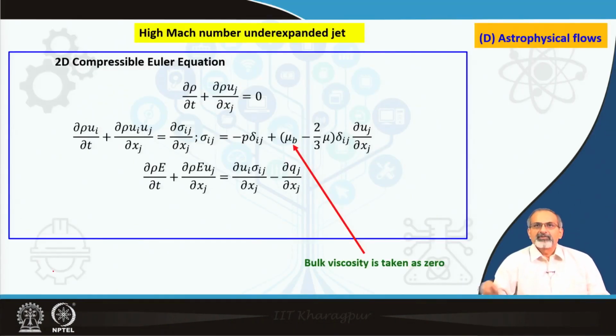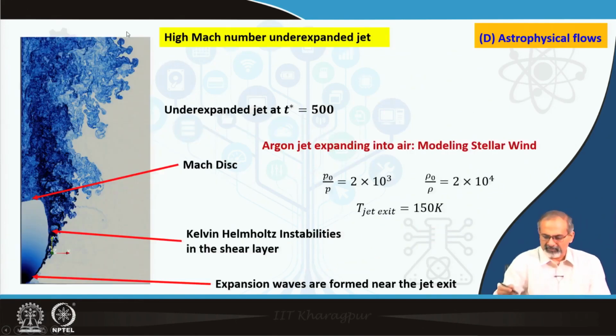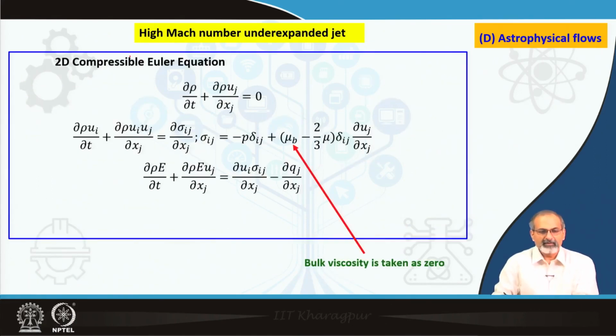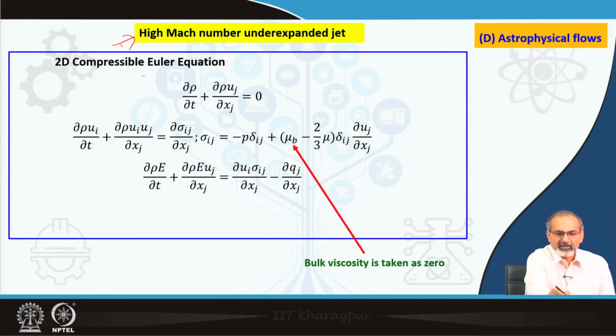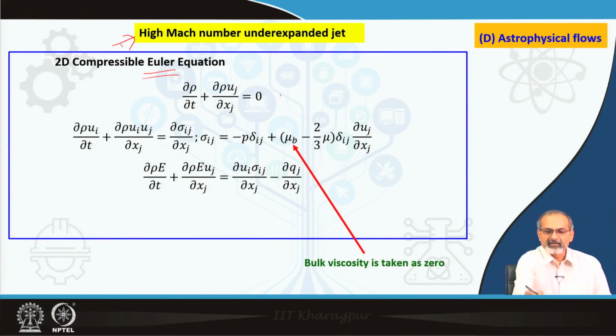As far as the astrophysical flows are concerned, as you can see here, we have the first example as a high Mach number under expanded jet. So, to begin with that, we look at the 2D compressible Euler equations. That means we are essentially talking about an inviscid high Mach number under expanded jet. This of course must be now very much familiar to you.